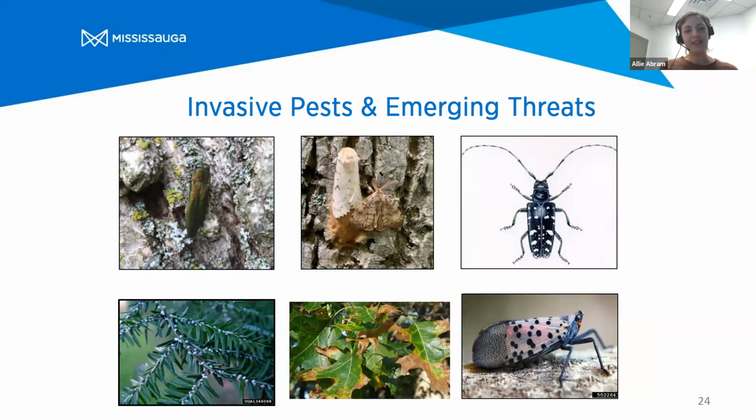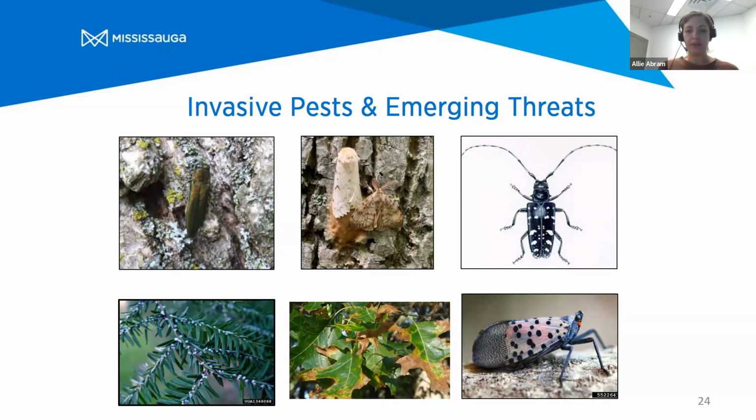So the other thing that I wanted to touch on is our invasive pests and emerging threats. Many of you have probably heard of some of these, and I talked about a couple of them throughout the presentation. On the top row here, top left is the emerald ash borer, which I talked about a little bit. Middle top is the LDD or spongy moth, and then on the far right is the Asian longhorn beetle. These three species in the top row are the species that are listed as priority species in our Invasive Species Management Plan.